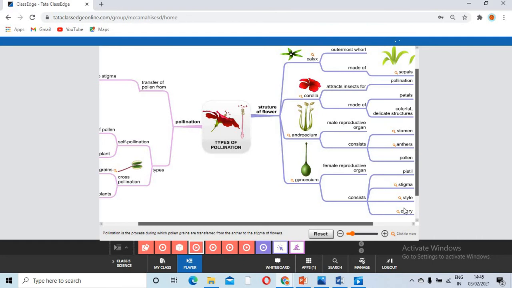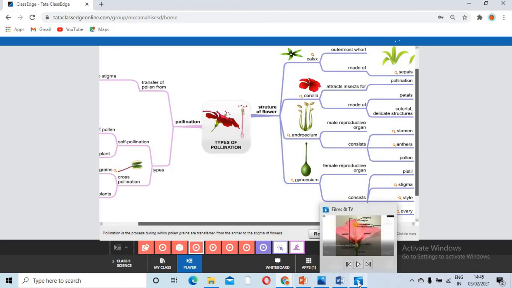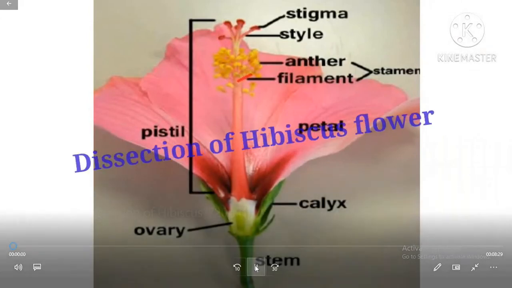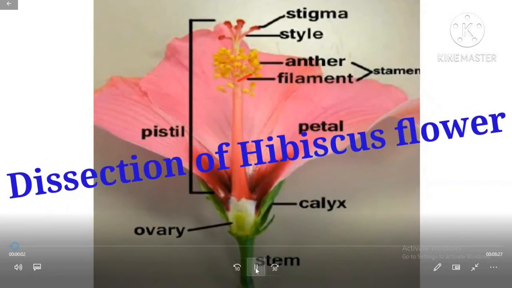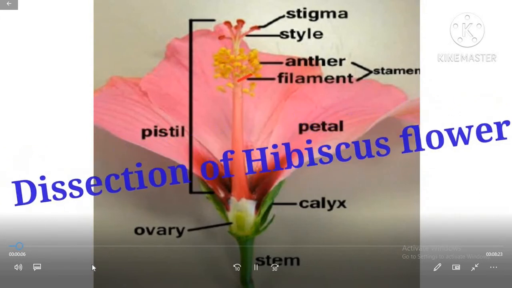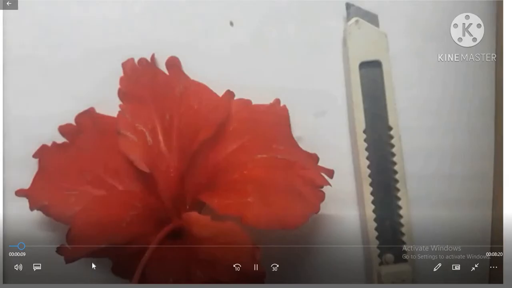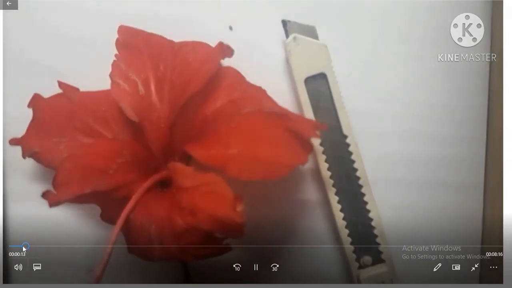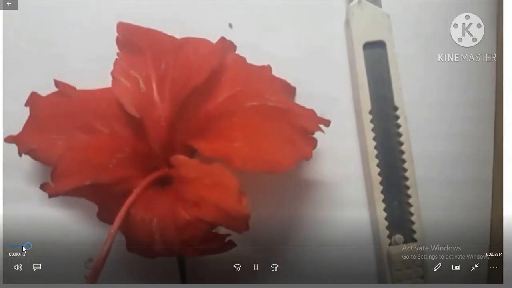So now till this you are very clear. Now we are going to see the most important part, the dissection. How to cut across a flower, and we are going to see how we can remove the different parts of the flower. Okay, just watch very carefully. Hello children, we are going to learn how to dissect a hibiscus flower. We have learnt about the different parts of a flower.